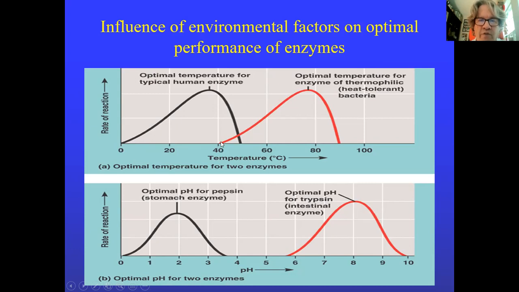An organism that has evolved at a higher temperature, for example thermophilic bacteria that live in high temperature water, like 75 or 79 degree water here, has an optimal temperature profile for its enzymes.